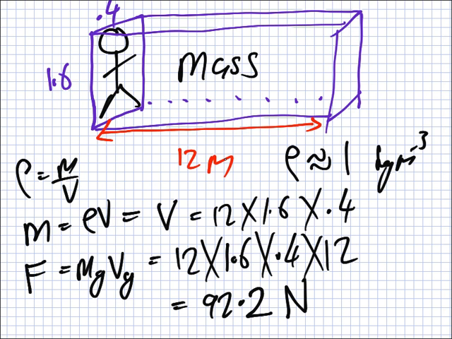Can you see me? Sorry, what's the velocity? 12. Okay. You got that? Yeah.